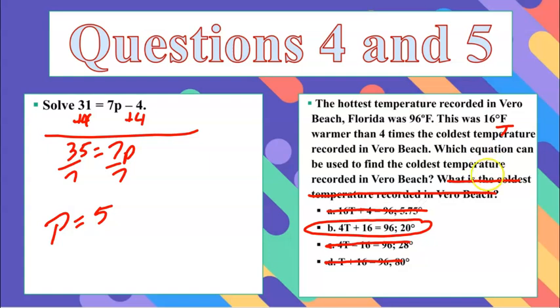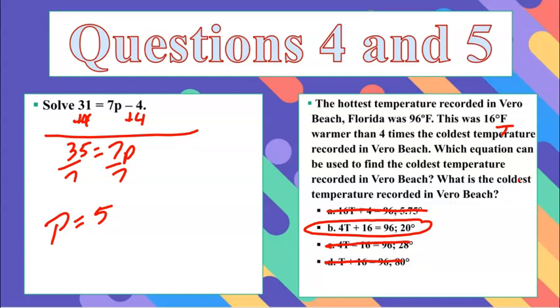And then going back to what I had here, what is the coldest temperature? We don't actually have to find it because it's already in here. The coldest temperature was 20. Because if you put 20 in for T, 4 times 20 is 80. 80 plus 16 is 96.